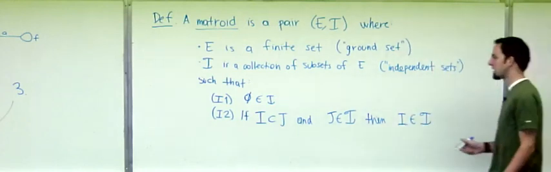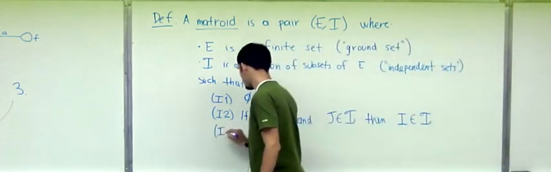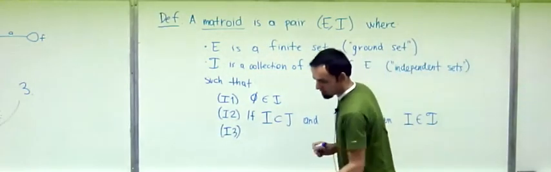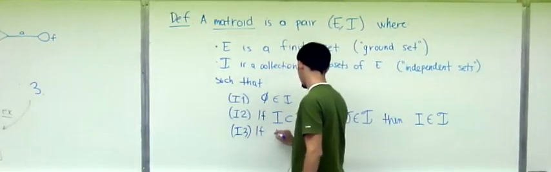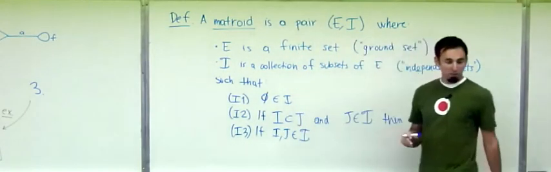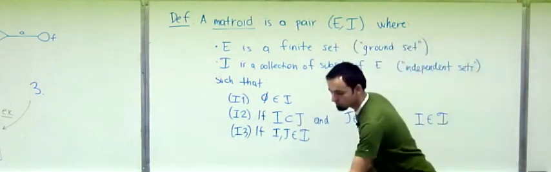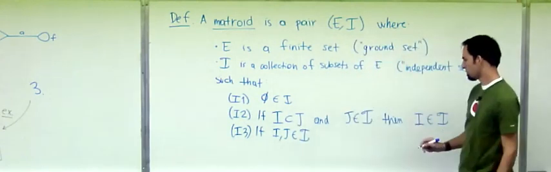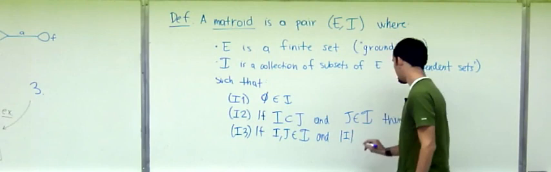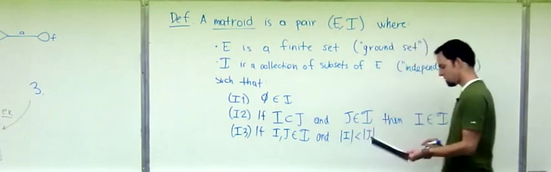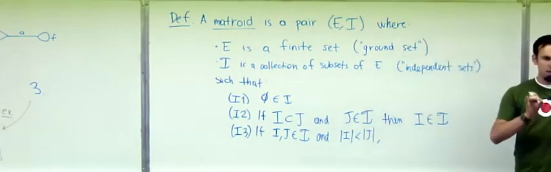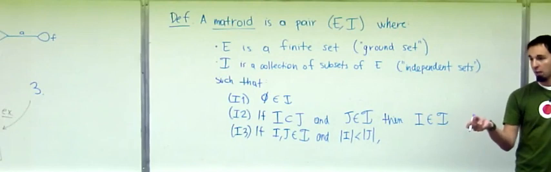So I think these two are very clear. And I'm going to demand a third condition. Okay? And it says the following. That if I start with two independent sets, such that one of them is smaller than the other one, let's say I has fewer elements than J, then I can basically expand the set I using one of the elements in J.